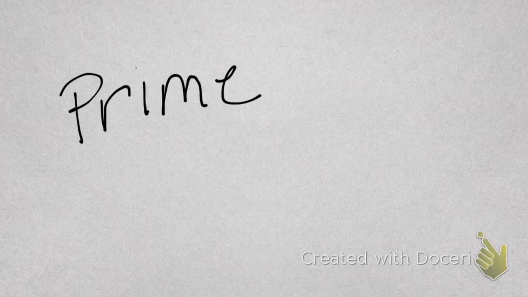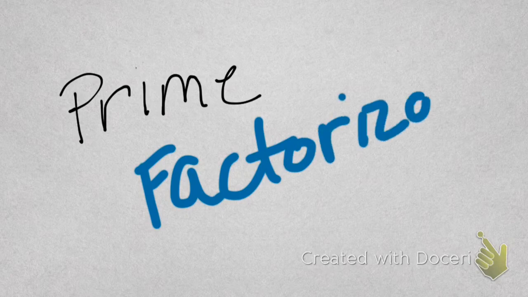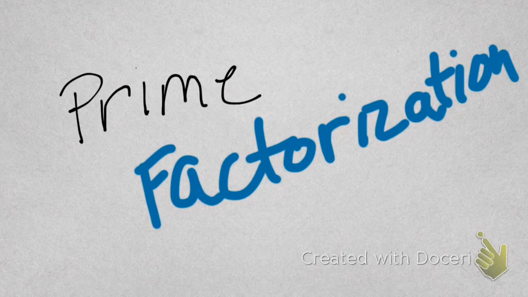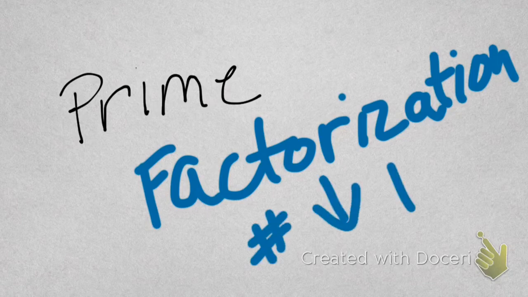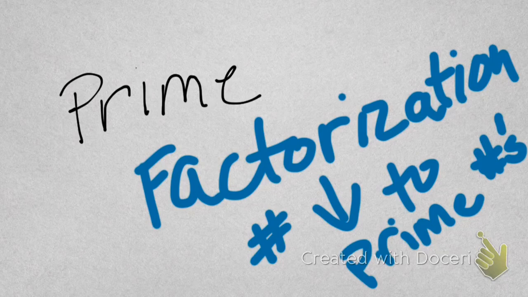And that is how we do prime, let me switch pens because I'm practicing, factorization. You take numbers and you go all the way down to the prime numbers. And there we have it.